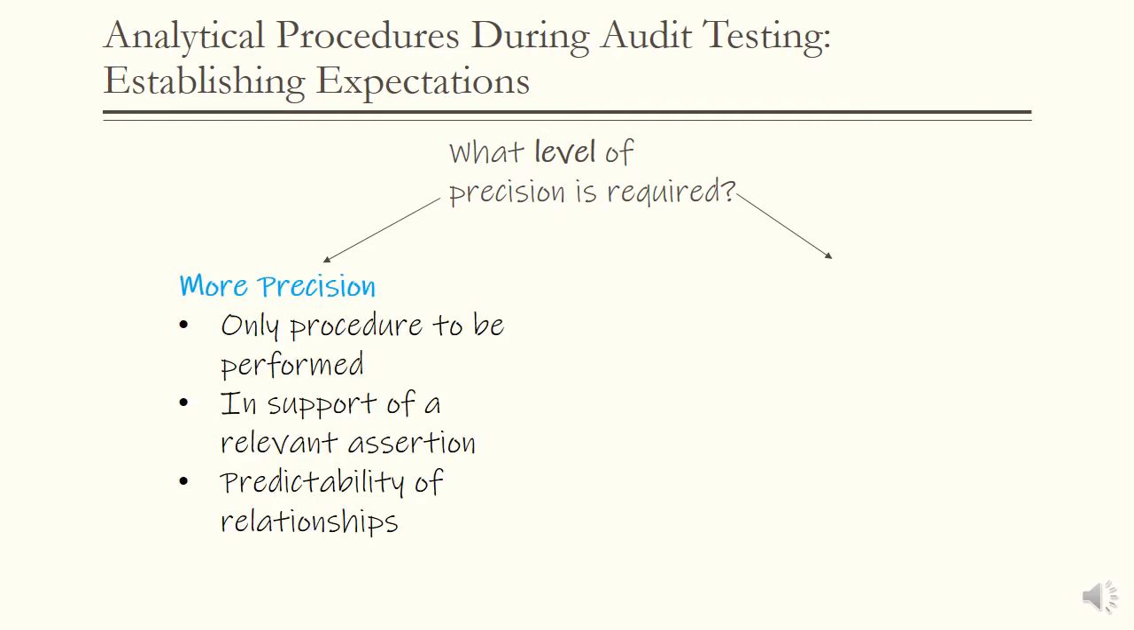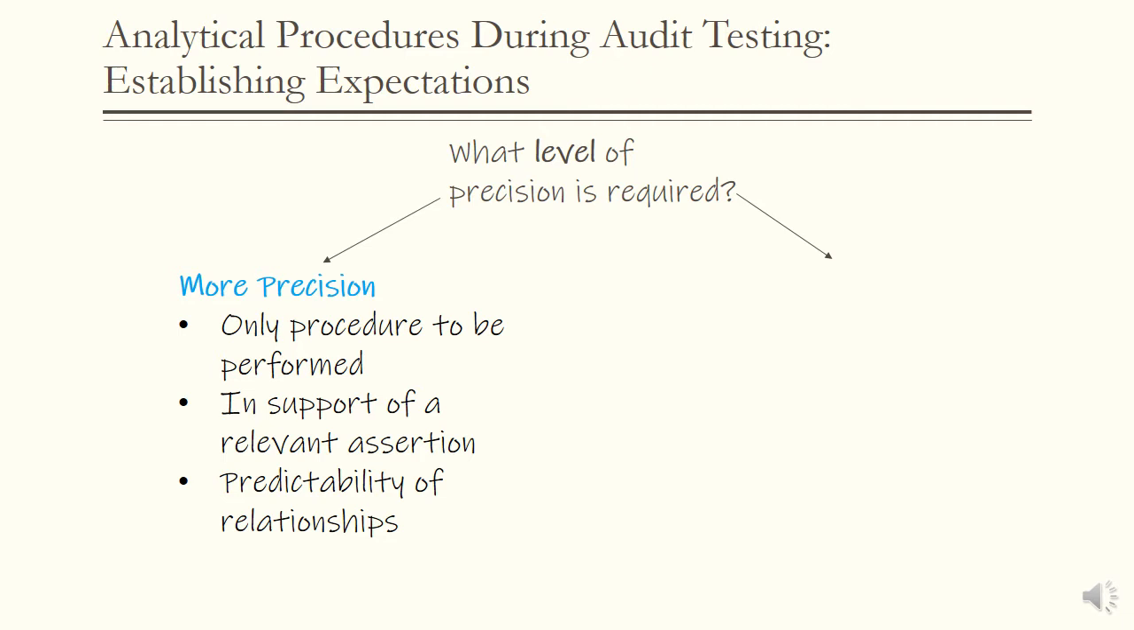If the analytical procedures are to be the only procedure performed, then your estimation is going to need to be more precise. There's less wiggle room when it's the only test to be performed. Secondly, if the analytical procedures are being performed to support one of the relevant assertions, you're going to have a more narrow estimation of expectations.